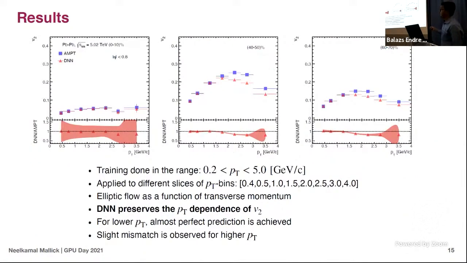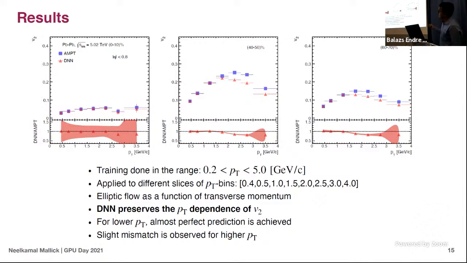The second set of results is when we apply it to different PT bins. We have here the 3 figures corresponding to 0 to 10% centrality, 40 to 50%, and 60 to 70%, V2 as a function of PT. The training is done in the wide range of 0.2 to 5 GeV, and then we apply different cuts in the PT bins. These are the PT bins, and we find the value of V2 for each PT bin.